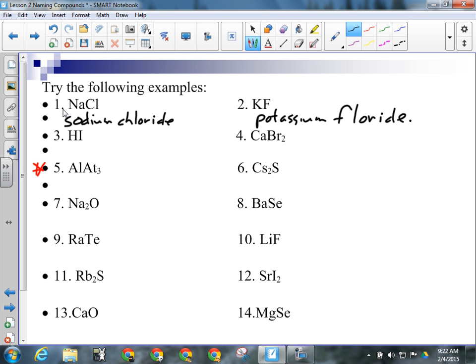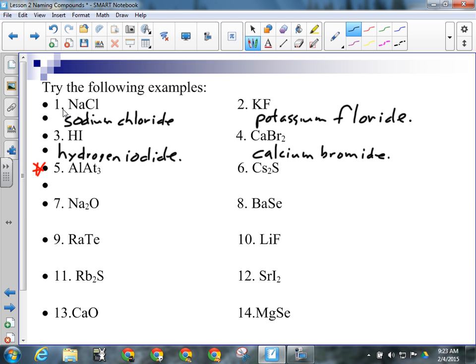All right, number 3, we got hydrogen and iodine, so this is going to be hydrogen iodide. Number 4, I've got calcium and bromine. So what is this stuff going to be called? Calcium bromide. And again, the big thing to remember here is that we do not have to put in any prefixes for an ionic compound because there's only one way for calcium and bromine to go together.